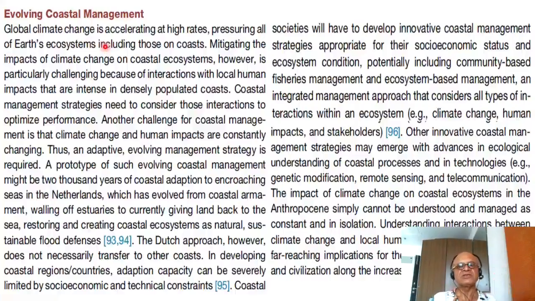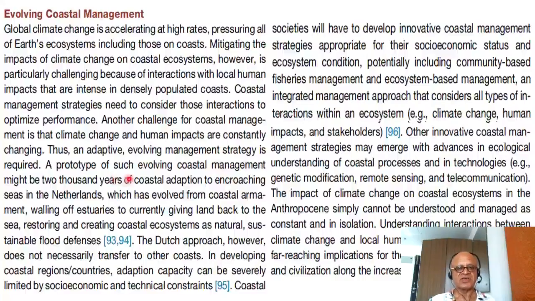They have several recommendations. I will read the one on how coastal management has to evolve. Global climate change is accelerating at high rates and pressuring all of Earth's ecosystems, including those on coasts, especially those on coasts. Mitigating the impacts of climate change on coastal ecosystems, however, is particularly challenging because of interactions with local human impacts that are intense in densely populated coasts, and coasts are becoming increasingly densely populated. Coastal management strategies need to consider those interactions to optimize performance. Another challenge for coastal management is that climate change and human impacts are constantly changing. Thus, an adaptive, evolving management strategy is required.